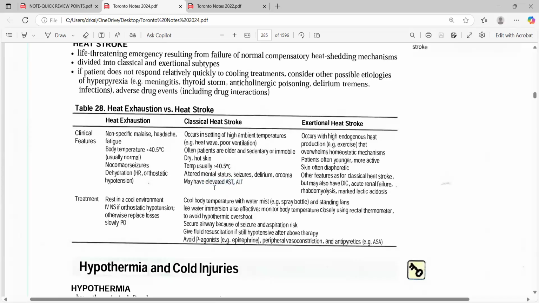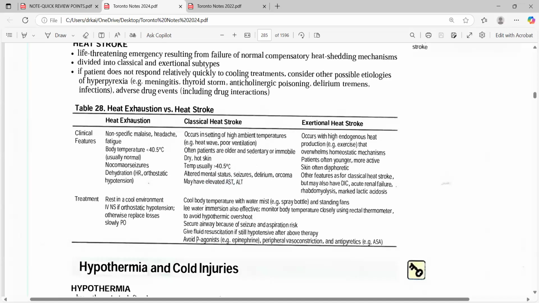So whenever they ask what blood work or what test you would like to do for heat stroke, in those cases people go for electrolytes. It's important to do the electrolytes. It's not like you can miss it out, but mainly the liver enzymes that got a little elevated in heat stroke.